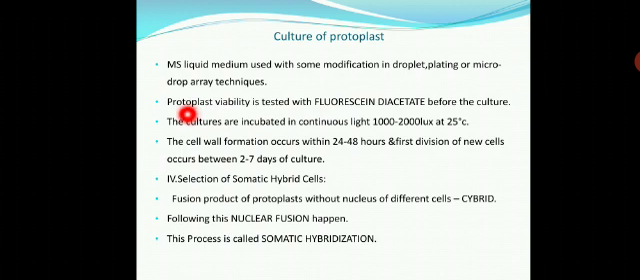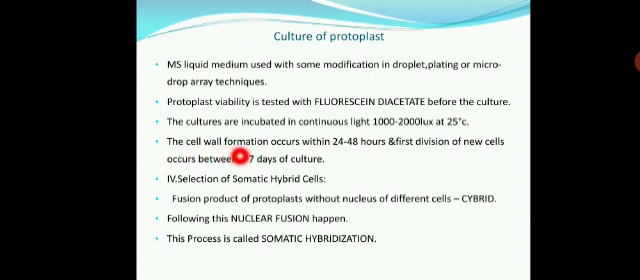Then the protoplast viability can be tested with the help of fluorescein diacetate before the culture, because fluorescein diacetate gives the viability nature of the protoplast. After that, the protoplast is incubated in continuous light, especially 1000 to 2000 lux at 25 degrees Celsius. Then after the incubation of the protoplast, the cell wall forms again.